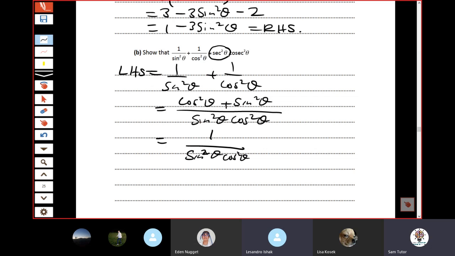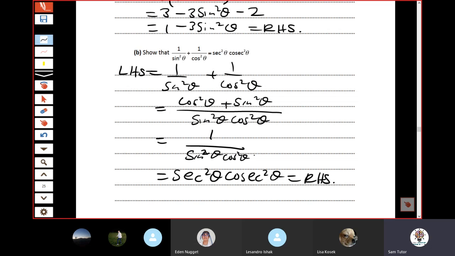And you're like, wait, sec squared? Sec squared is 1 on cos squared. And then cosec squared is 1 on sine squared. And it's multiplied. So you already have it. All you've got to write now is the same thing. Don't overthink it. Just keep working towards the answer. It's already there. Good job.